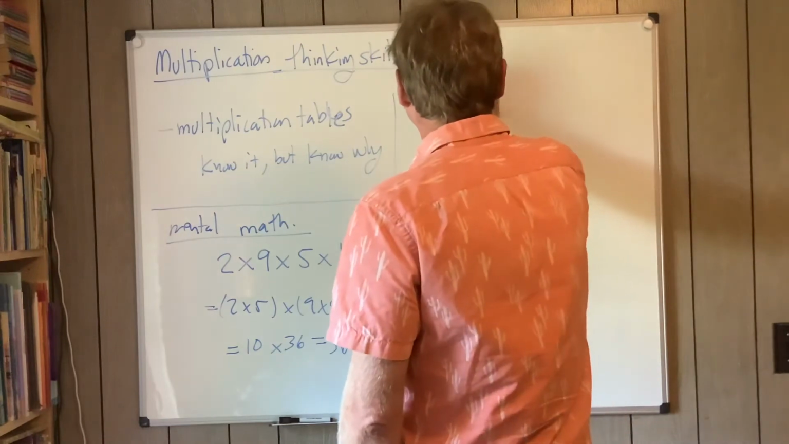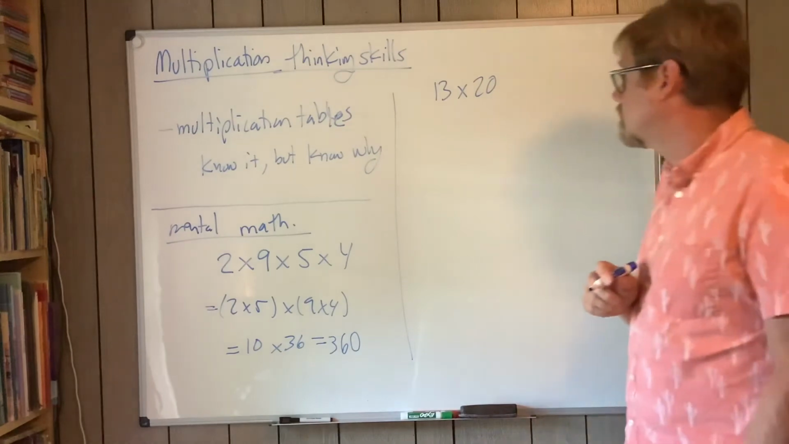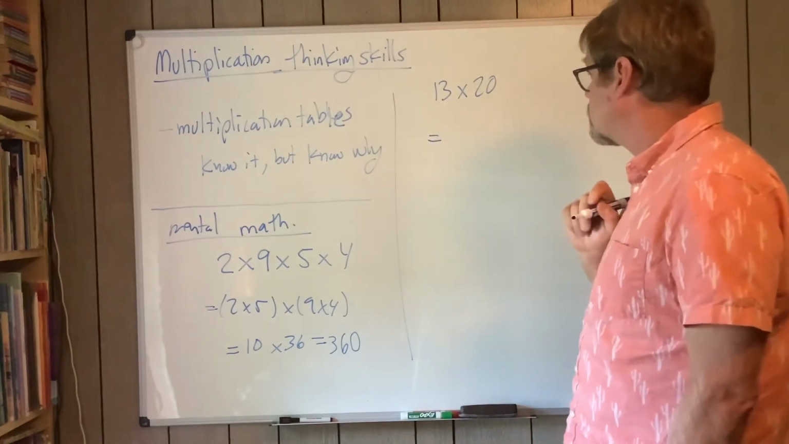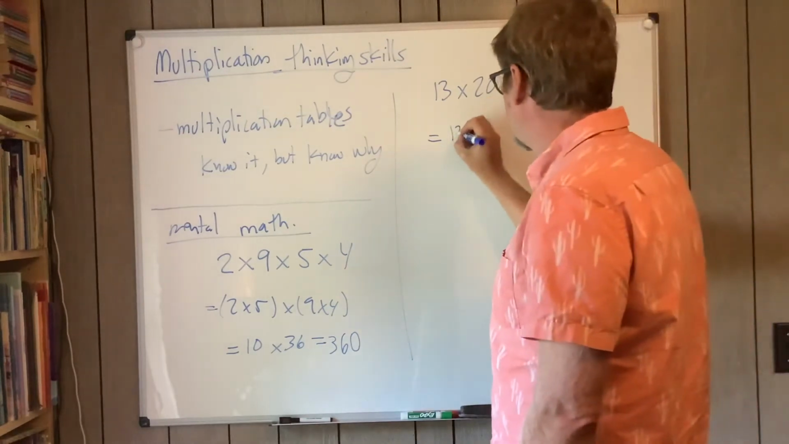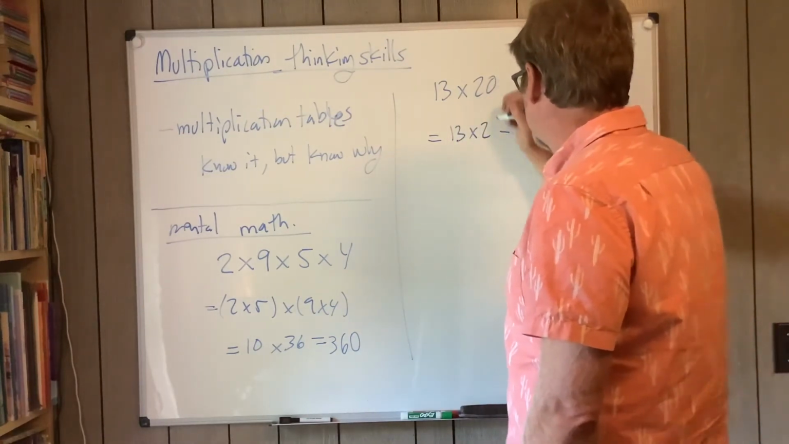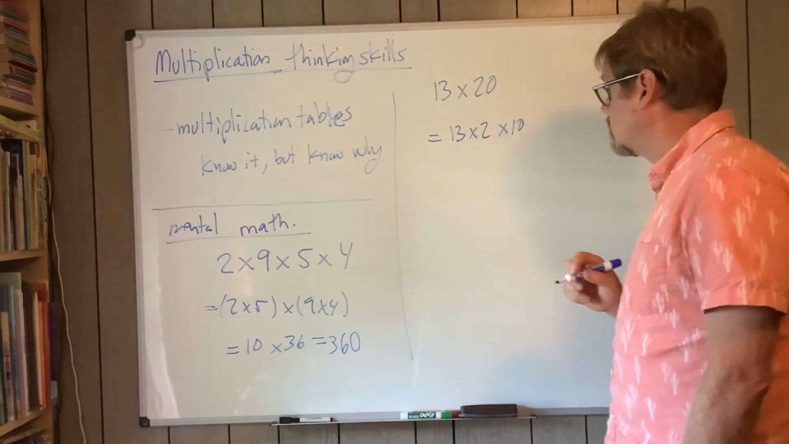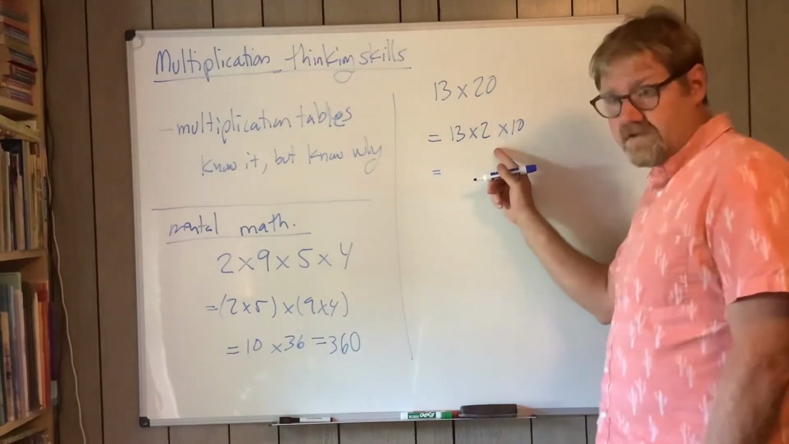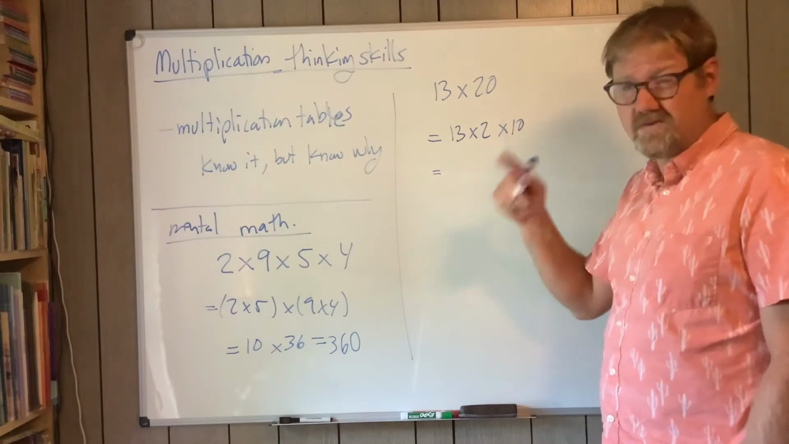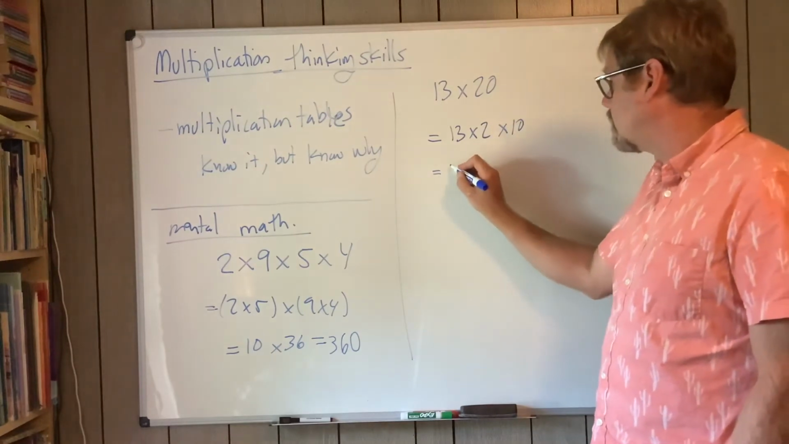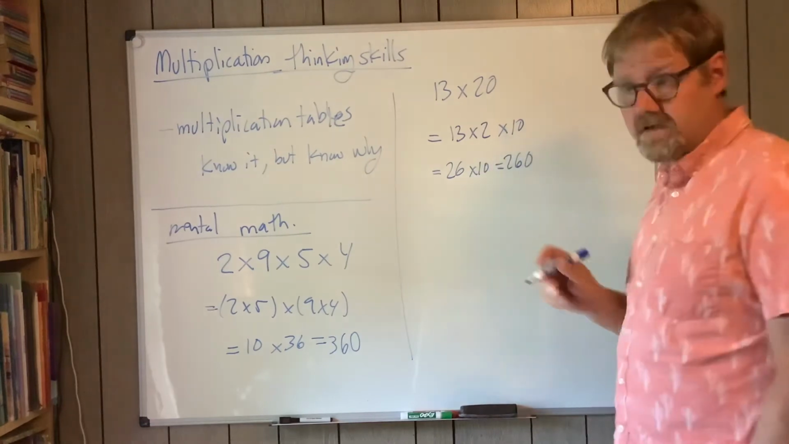Let me do something like 13 times 20, a mental math thing. The one thing I would look for is that there's a 10 in there, so that's not too hard. The way I'm thinking about this is 13 times 2 times 10. And 13 times 2, hopefully you know it, but if you don't, it might not take too hard to do. 26, times 10, so I get 260.